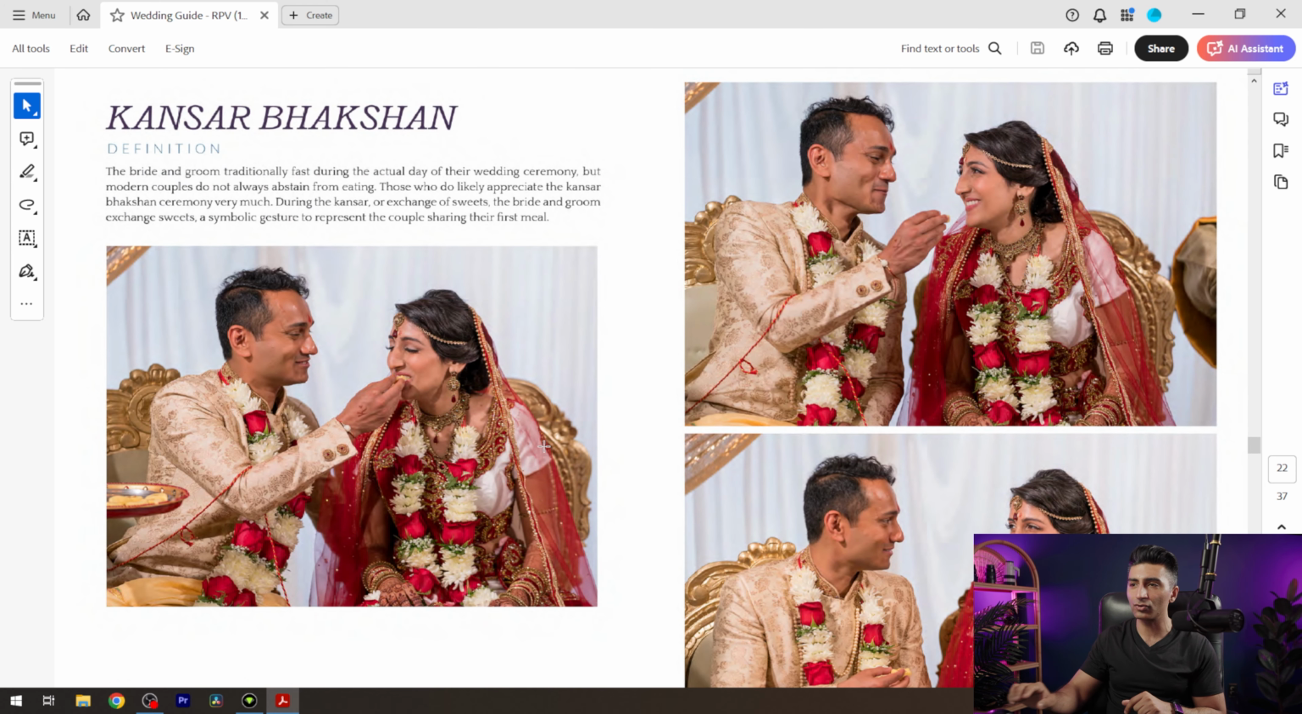Katsar Bakshan. Typically the bride and groom are fasting during the wedding day, so this is the first time they're going to be eating. The groom typically makes offerings of sweets to his bride, and normally this is done a couple of times, I think at least 3 to 4 times. Generally, the Katsar Bakshan is a symbolic gesture of exchanging sweets between the couple, and this represents their first meal together as married husband and wife.